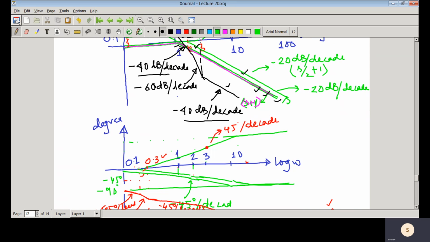In the next lecture, I will show how to plot the second order terms. We have already discussed what the values would be at low frequency and high frequency, what the value would be at the corner frequency omega n, and how the gain depends on zeta. So in the next class we will solve one problem, and then we will complete the Bode plot. Thank you.